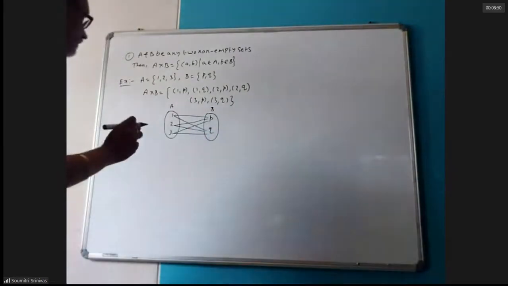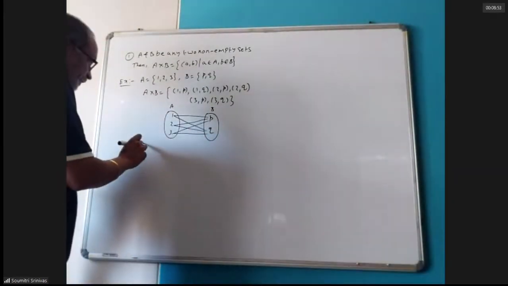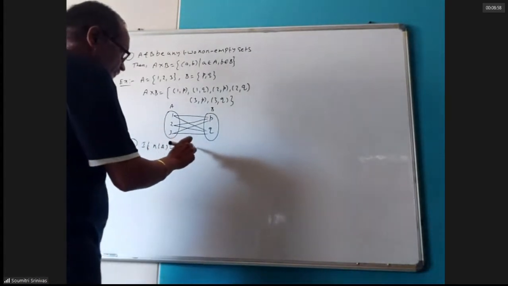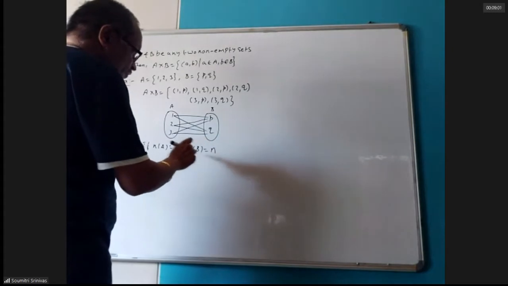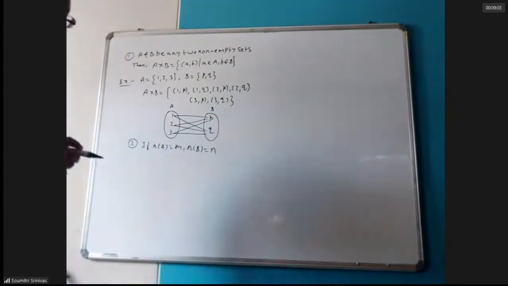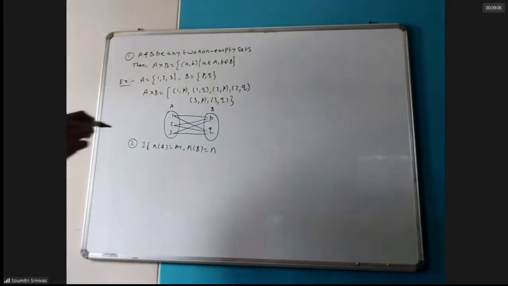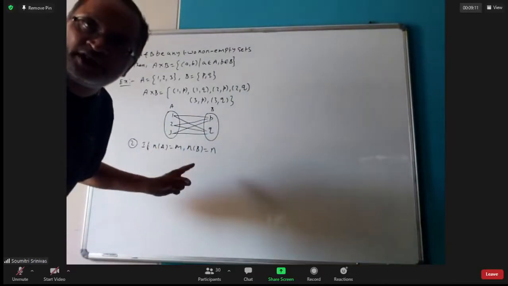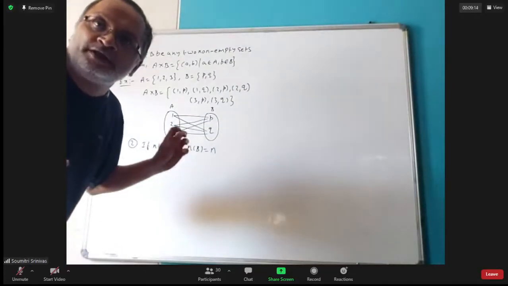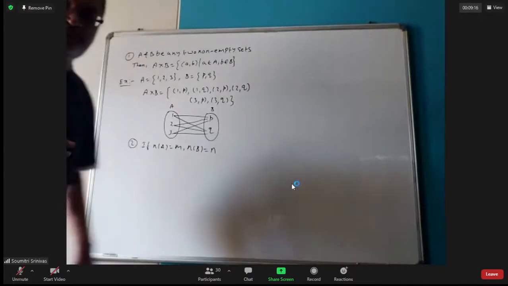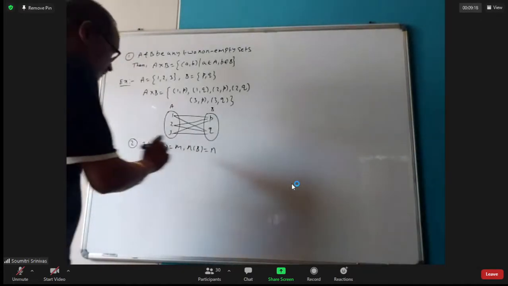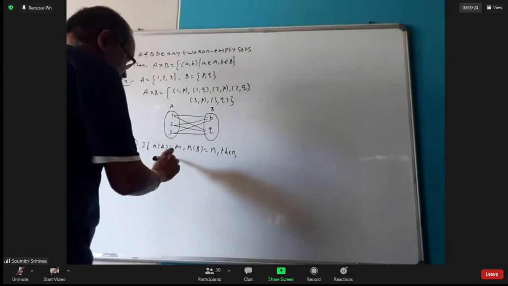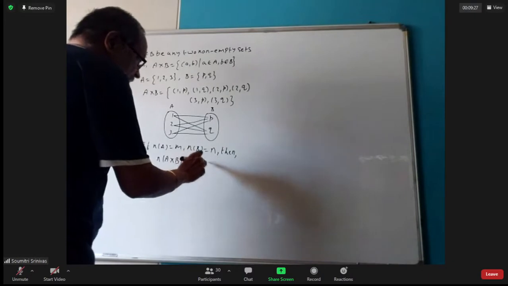What I want to say is, if n(A) is equal to m, n(B) is equal to n, don't cancel these two. What does n(A) stand for? Number of elements in set A. n(B) stands for number of elements in set B. Then how many elements are there in A cross B? mn elements.